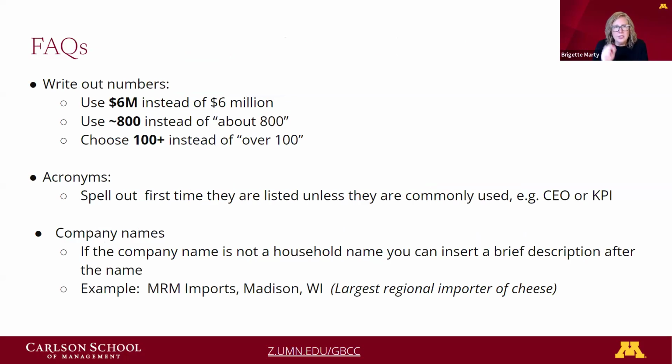How to write out numbers. Again, we're writing in that Twitter speak, so we want to keep things as succinct as possible. Here are some examples of how to keep those numbers a little more succinct if you're using words like about or over. Acronyms: if it's a commonly used acronym, go ahead and put it in there. If it is something more unique to your industry, your field, or your company, spell it out the first time, then put the acronym in parentheses afterwards, and then you can use the acronym later on throughout your bullet points.